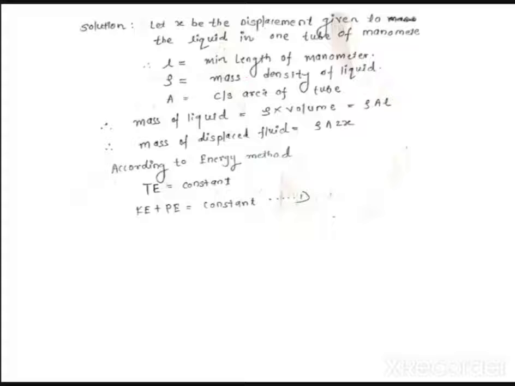So here I have written what I have explained to you. x is the displacement given to the liquid in one tube of the manometer. L is the minimum length of the manometer. Rho is the density, A is the cross-sectional area. So the mass of the liquid is rho into A into L, and rho A into 2x is the mass of the displaced fluid. According to the energy method, total energy is constant, so kinetic energy plus potential energy equals constant.